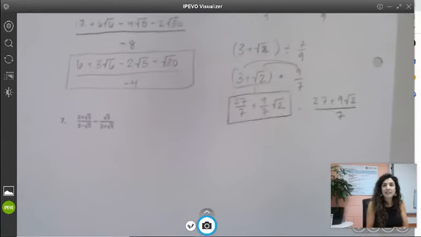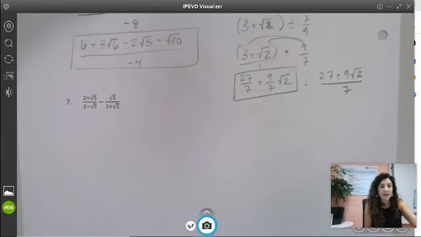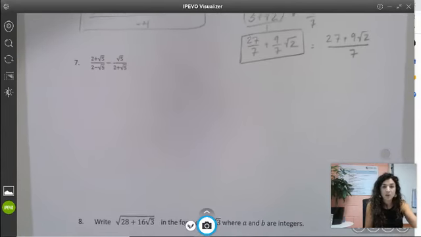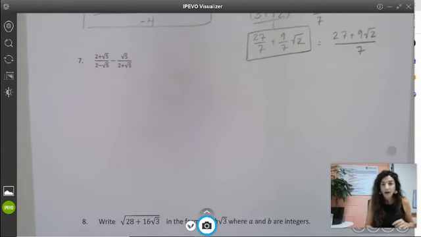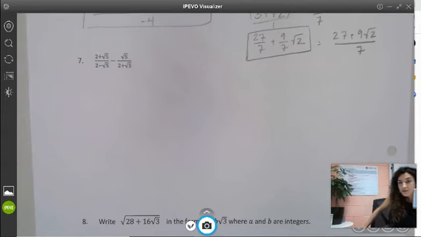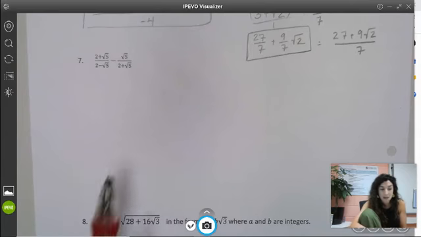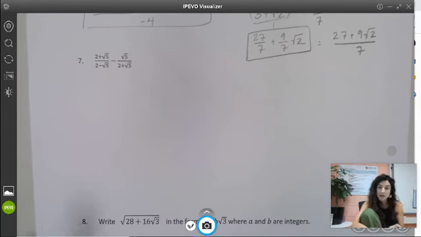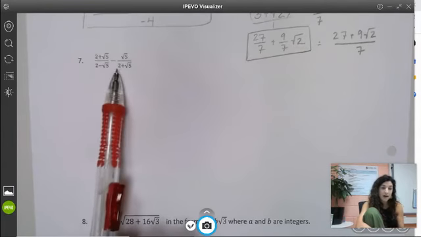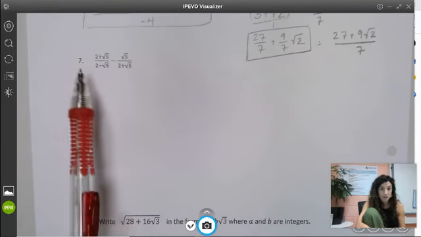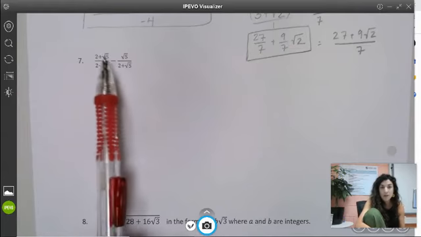All right, number 7 is a doozy. In order to combine these two fractions through subtraction, we need to make sure that we have the same denominator for both of them. The way we get a common denominator is to multiply by the other fraction's denominator.